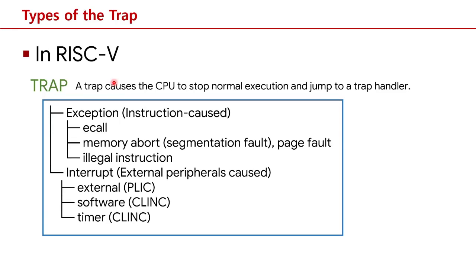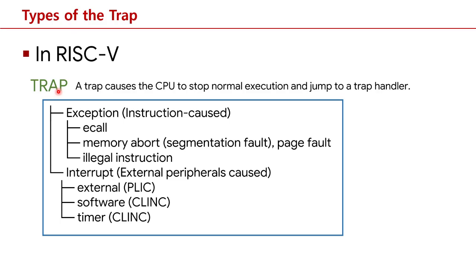Now at this moment, let's talk about the types of trap in RISC-V architecture. As you know, a trap causes the CPU to stop the normal execution of the task and jump to the trap handler. That is what the RISC-V core does when generating a trap.